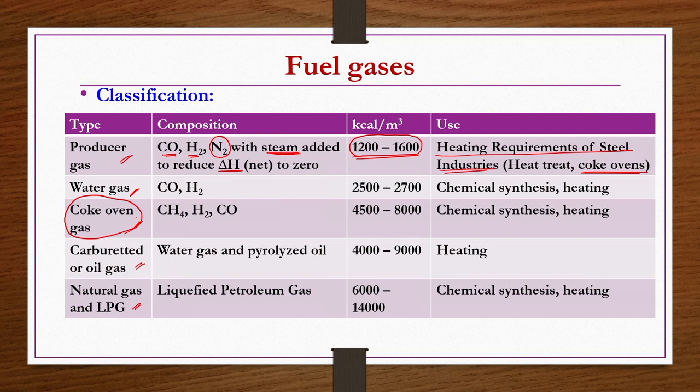So coke oven gas is not produced individually in general. It is produced as a kind of byproduct of a process that we are going to see today anyway. Next is water gas, which has CO and H2 only. The energy content of this water gas, per meter cube, is approximately 2500 to 2700 depending on the composition of CO and H2.